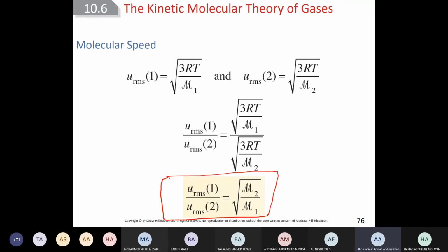Now, if you divide RMS1 over RMS2, this will give you the relation, because if it's the same temperature, these will cancel with each other, and we will have, listen here very carefully, this is 1 and this is 2. What will happen to the M1 and M2? M2 over M1. Is this clear? You have to memorize this equation as well, or derive it.